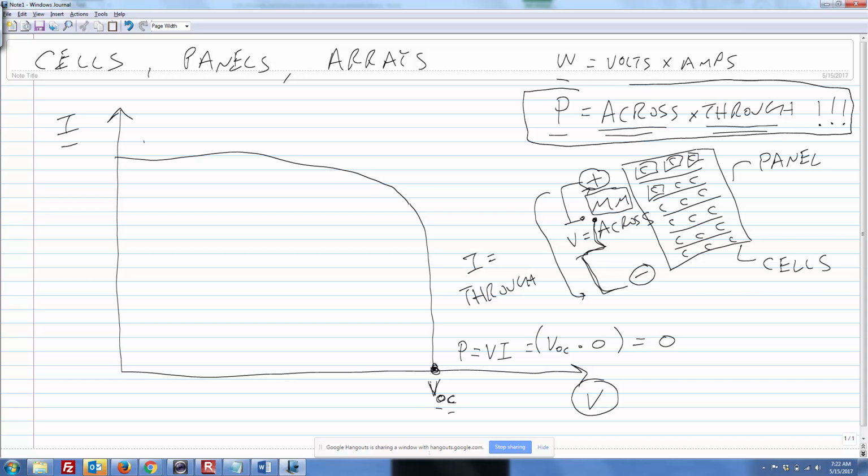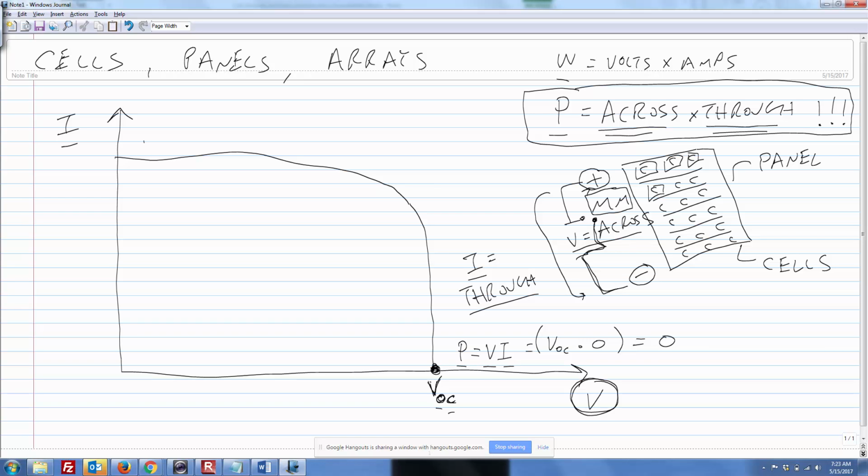Okay, so in this case, the voltage is the across variable. So I've tried to write that right here. The voltage is the across variable, and the current, or the amperage, is the through variable. So first we can measure the across variable, which is voltage, VOC, and power, of course, equals volts times amps.